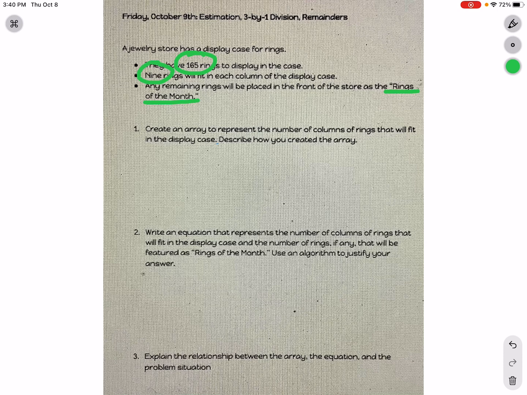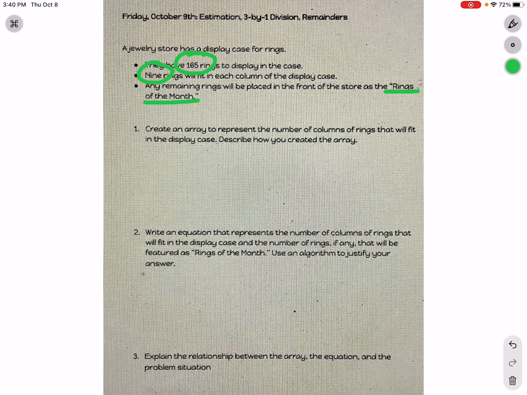The first question says create an array to represent the number of columns of rings that will fit in the display case. If we can fit 9 rings per column, and we have 165 rings total, how many columns will fit in the display case? All right, well, let's talk about it. Well, actually, first, let's pause the video and give you some time to try this on your own.